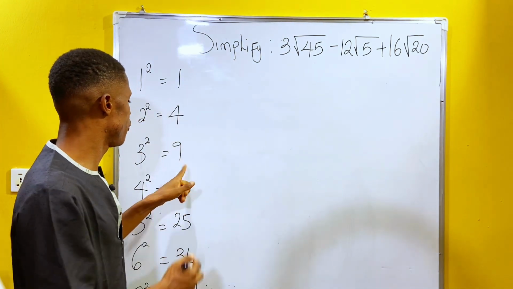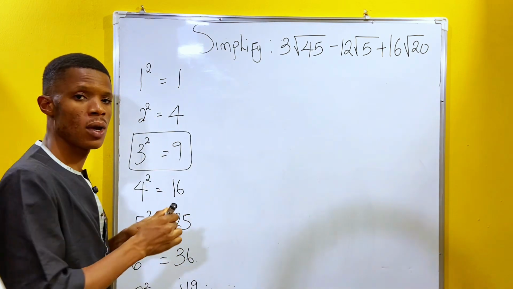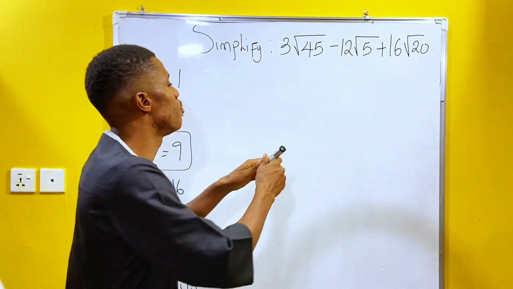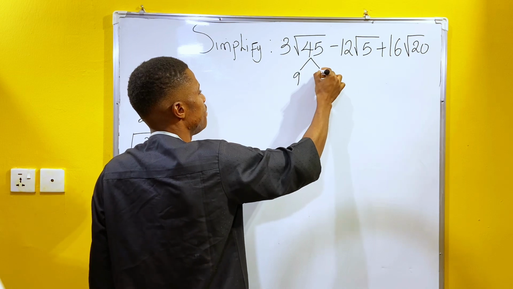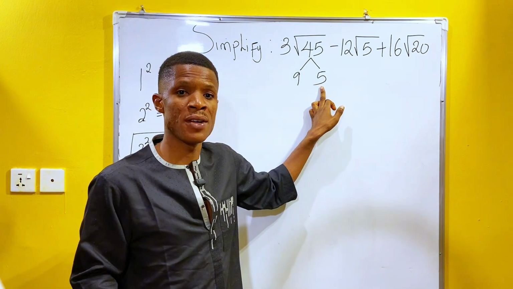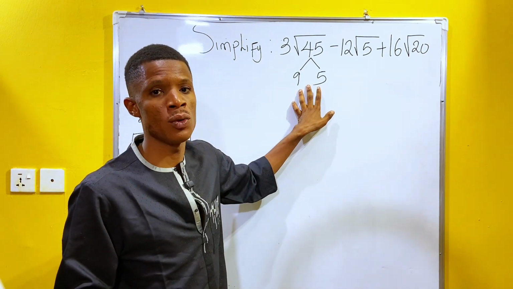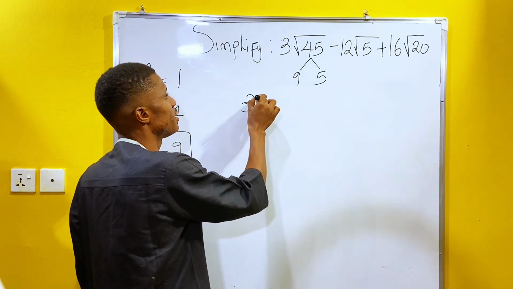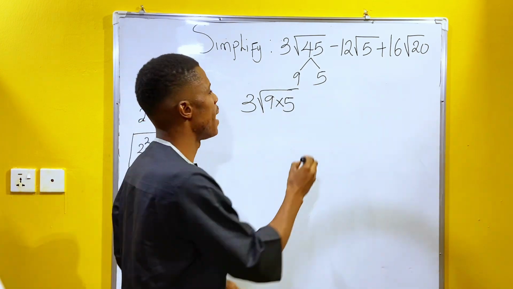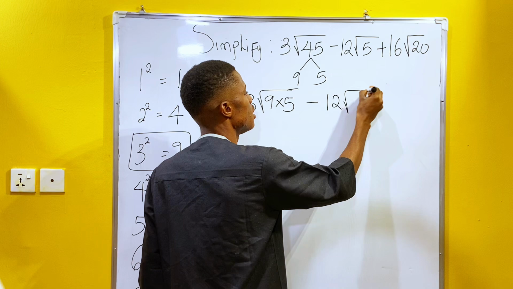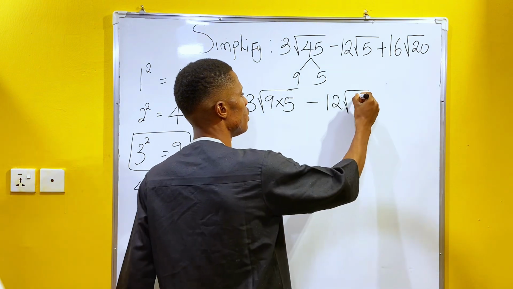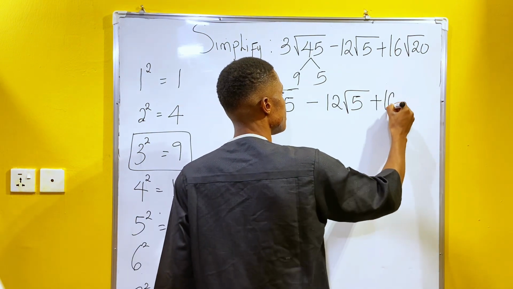So you can see that 9 is a perfect square, okay? And 9 can divide 45 without any remainder. So when you multiply numbers like 9 and 5, you see that 9 is a perfect square, 5 is not a perfect square. So these are the two clear factors we are going to use. So we'll write this as 3 root 9 times 5, okay? Then minus 12 root 5. 5 is already in its basic form, so no need of altering it. So we write it as root 5 plus 16 root.